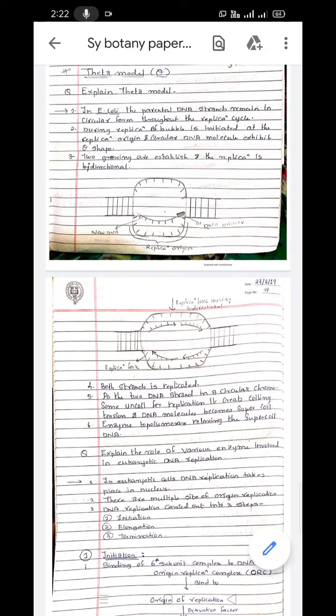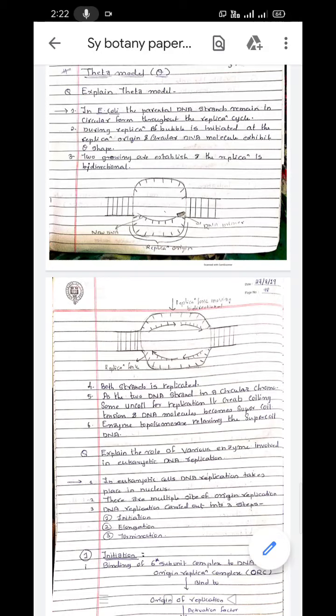During replication, a bubble formation takes place in this DNA, and due to these bubbles this circular DNA makes the theta shape. So these two growing forks are established, and replication is bidirectional. At the two sides the replication will start.